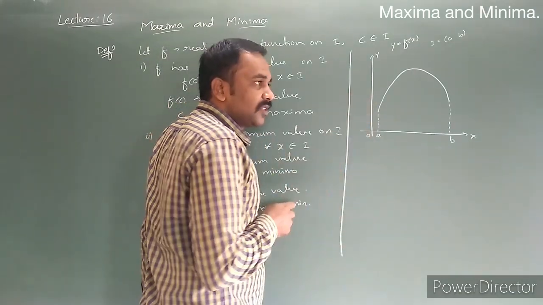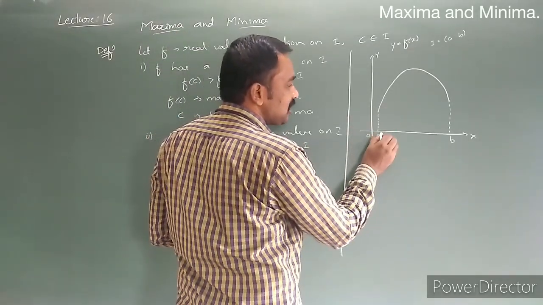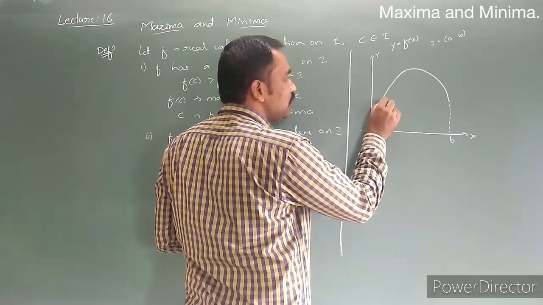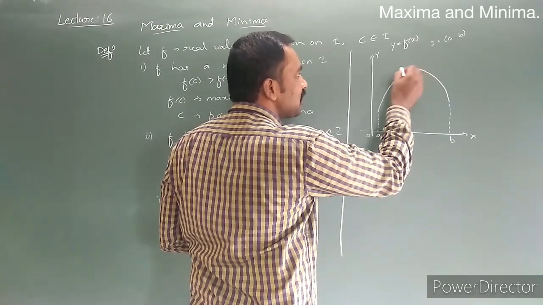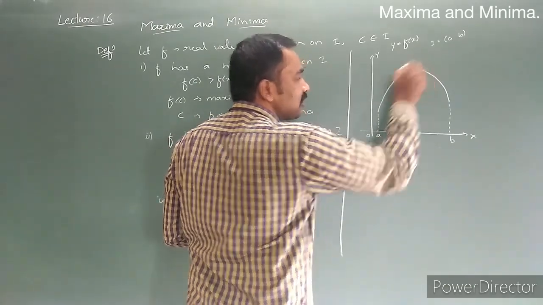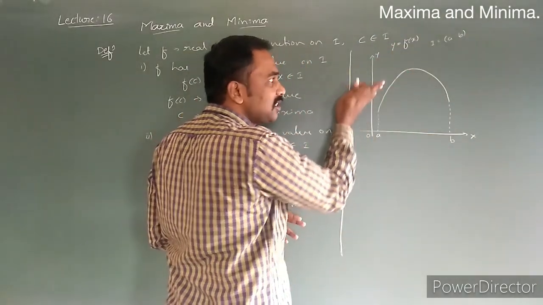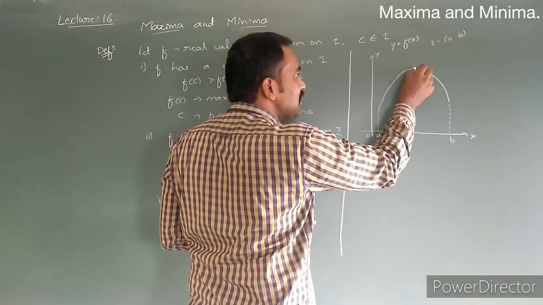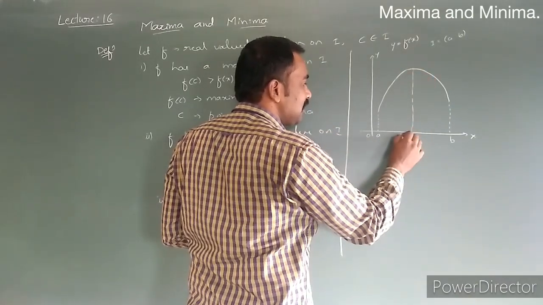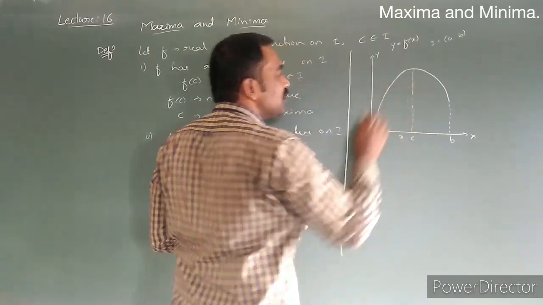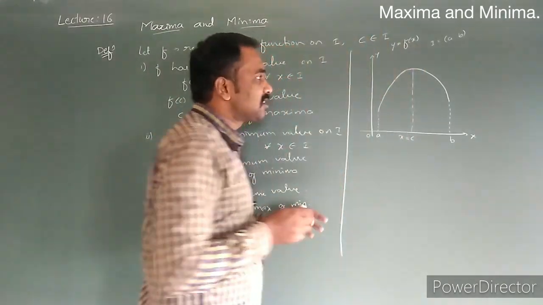Now observe this graph with the basic knowledge of increasing and decreasing. As I change the x values from A, the y value is also increasing, and at a certain value it attains the maximum. Or else we can say the curve changes its direction from increasing to decreasing. At this point I draw a perpendicular to the x-axis, and that point I call C. So x is equal to C.